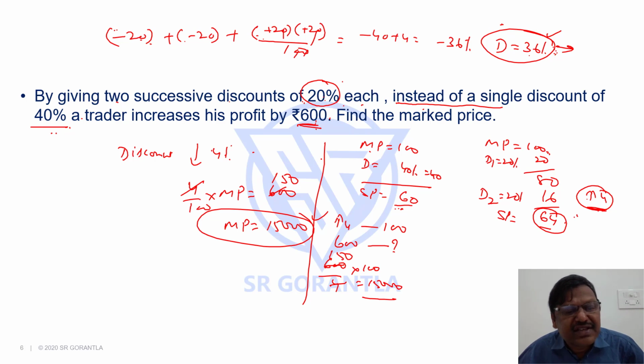Using the formula and using the example, like this we can answer successive discount questions. So this is about successive discounts and successive sales.